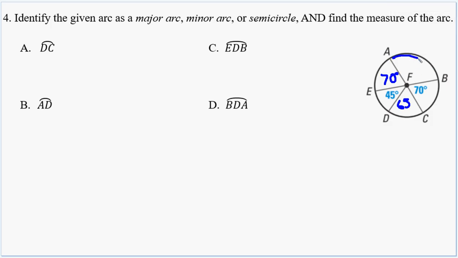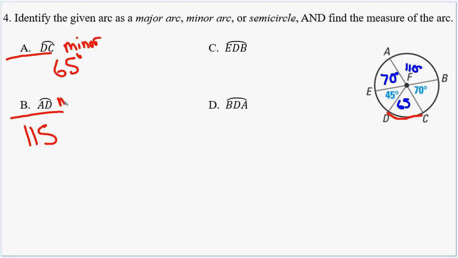And I don't know if we need this arc AB, but it's a semicircle here. That's 180 degrees, and we've used up 70 here. So this is 110. All right, let's see what they're asking us. DC. DC is here. That is a minor arc. And we already figured out it's 65 degrees. Okay, B, A to D. So here is A, and we're going to go to D. We found these two chunks, the 70 and the 45. They're going to add up to 115. And that is also a minor arc.